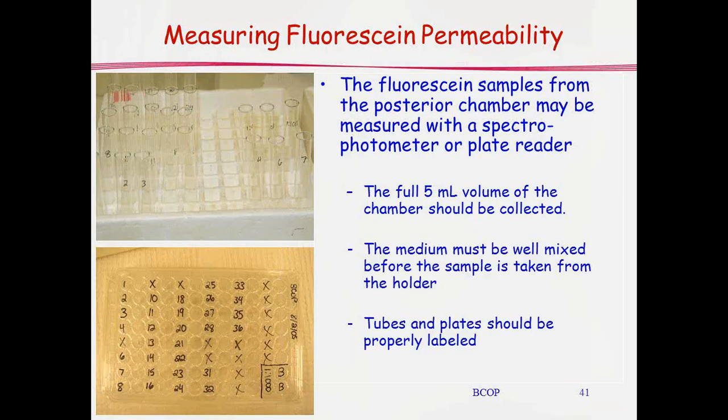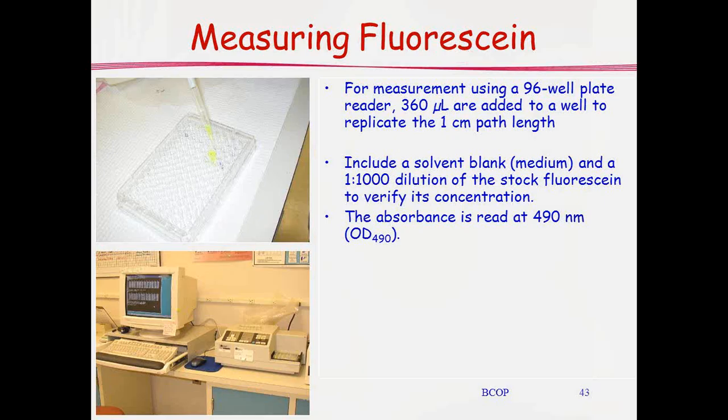So we collect the samples and transfer them into labeled tubes. We take the whole 5 mls from the posterior chamber. And again, we must mix that sample media very well so that we have a good homogeneous mix. In our hands, we typically use a 96-well plate reader to measure the fluorescence or the optical density of the fluorescein samples. The assay was originally established using a spectrophotometer with 1 centimeter path length cuvettes. As I mentioned, we use a 96-well plate reader, and we found that for the specific type of plates we use, a 360 microliter volume is the appropriate volume in the 96-well plate to replicate the 1 centimeter path length.